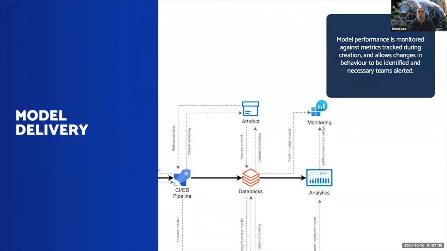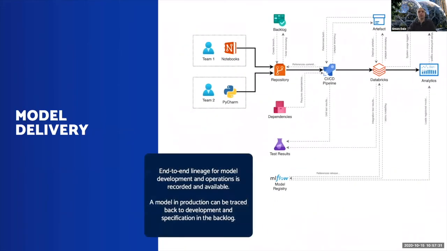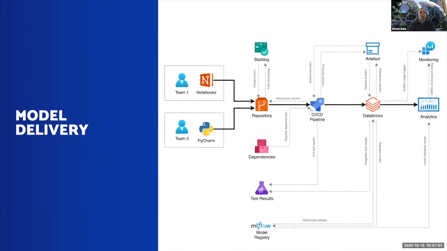So we keep moving through. The other benefit of the pipeline is you have the end-to-end lineage. You can see how the model has been over time, and you can recreate the model if you need to. So if there's any regulatory obligation, you can get back to that. So yeah, here is what a model delivery pipeline could look like.